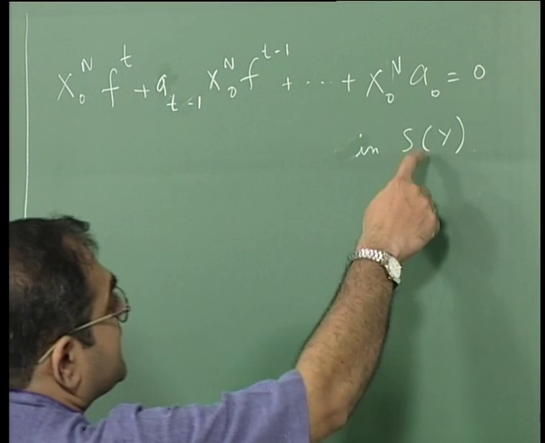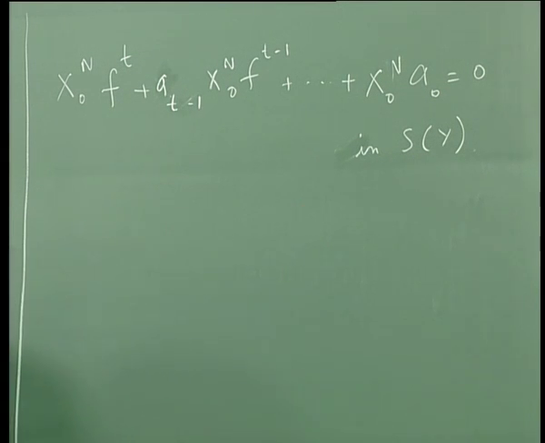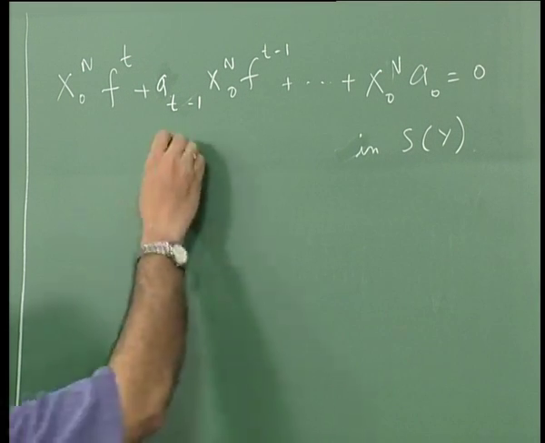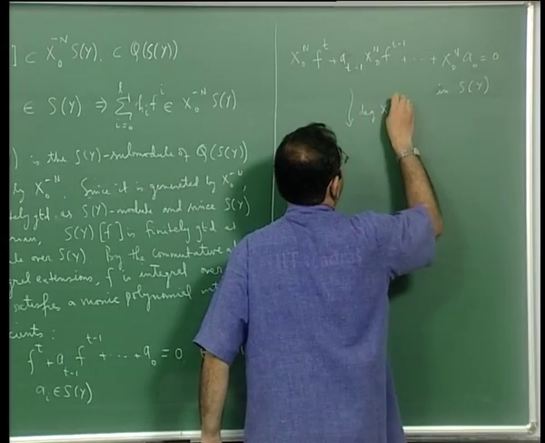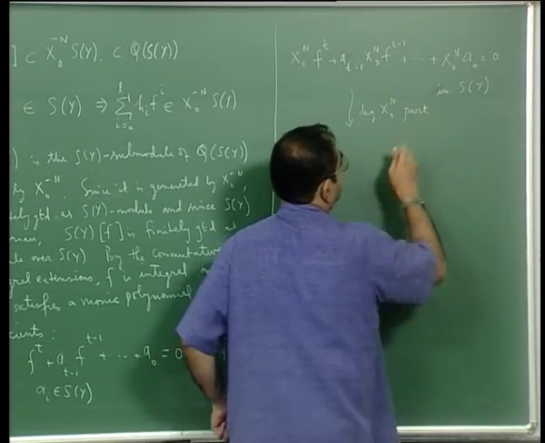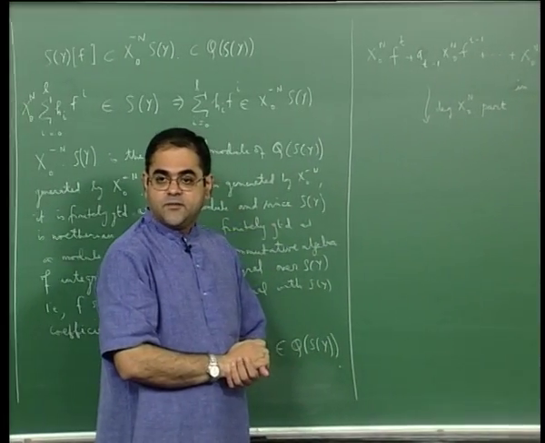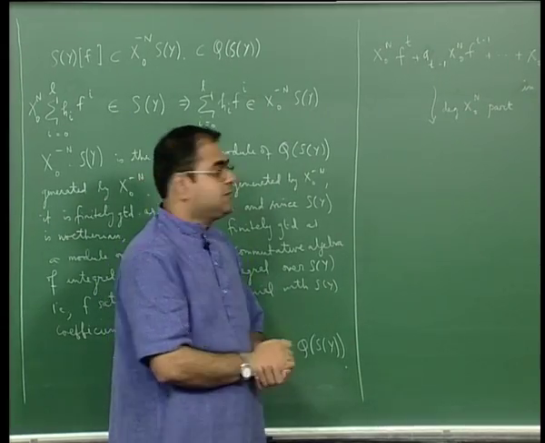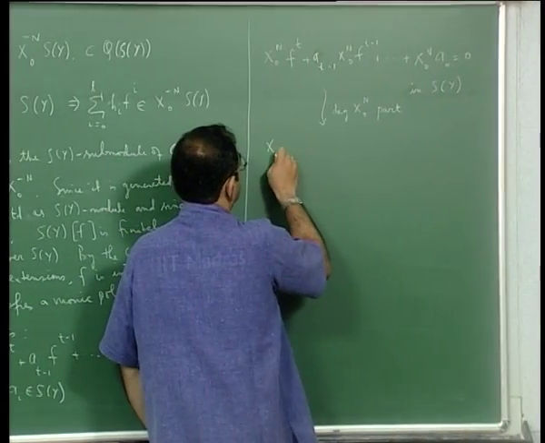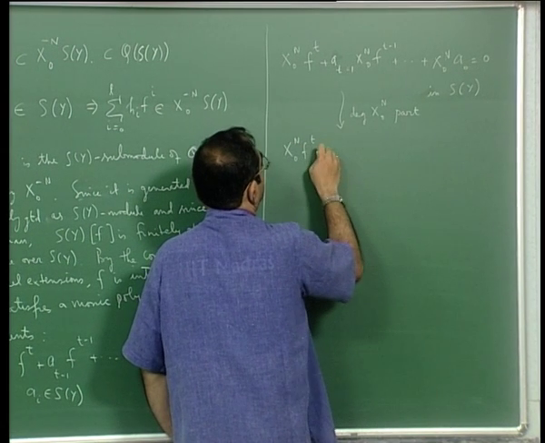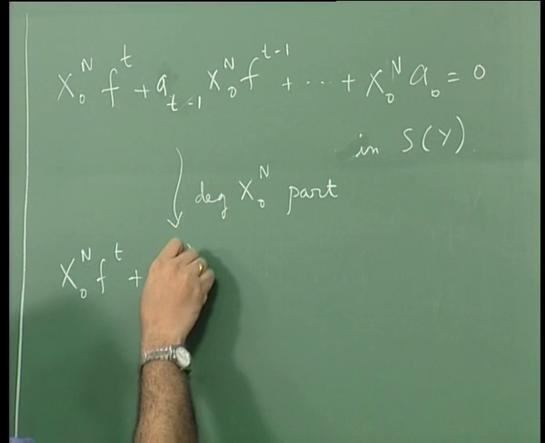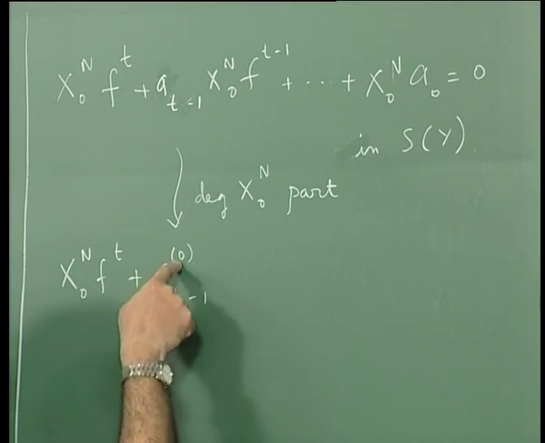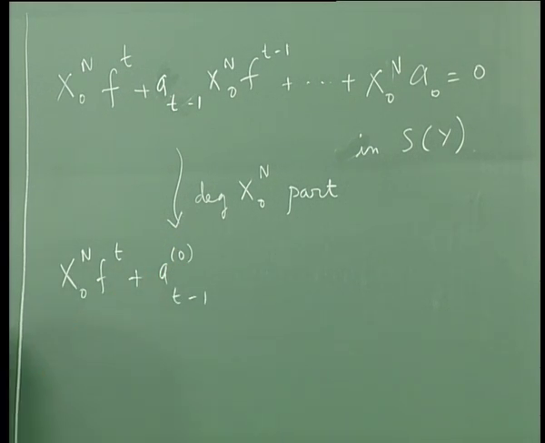Now once this happens in SY, SY has a gradation. If something is 0, then every graded piece is 0. So if you take the x0 power n part of this, which is the lowest degree, what I will get is x0 power n f^t plus a_{t-1}^0, where I put 0 here to tell you that a_{t-1}^0 is the degree 0 part of a_{t-1}.